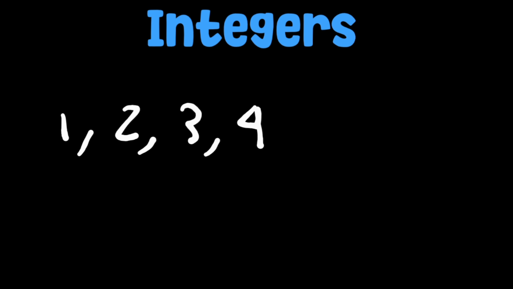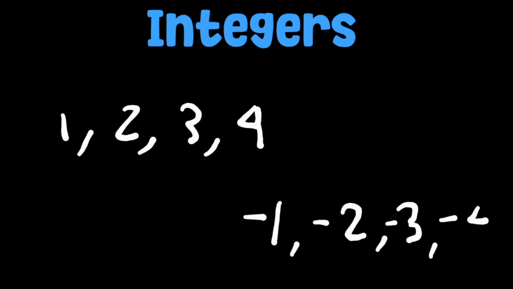So, when we mention integers as a concept, we are talking about all of the whole numbers that we are already familiar with, like 1, 2, 3, 4, and so on. However, we also include the negative numbers, which would be -1, -2, -3, -4, and so on. Basically, they are all the numbers that are not composed of a fractional or decimal part.